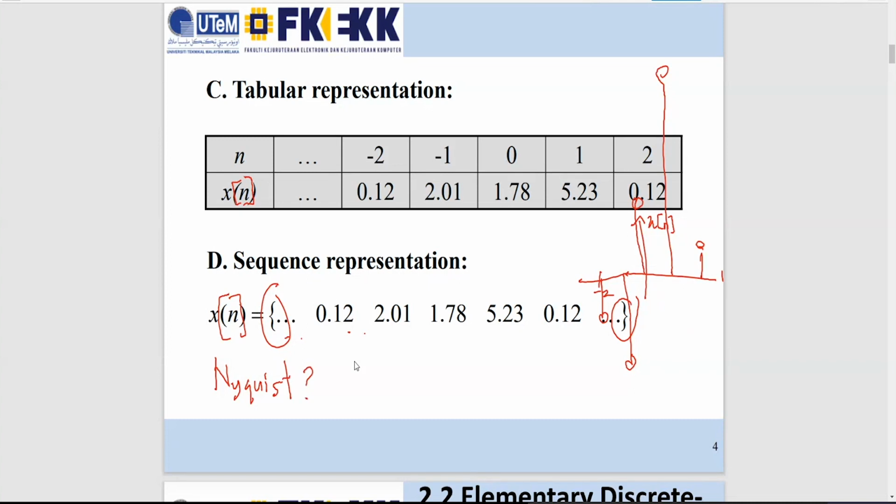Anyone? What does the Nyquist set is? The Fs is actually needed to be at least 2F max.